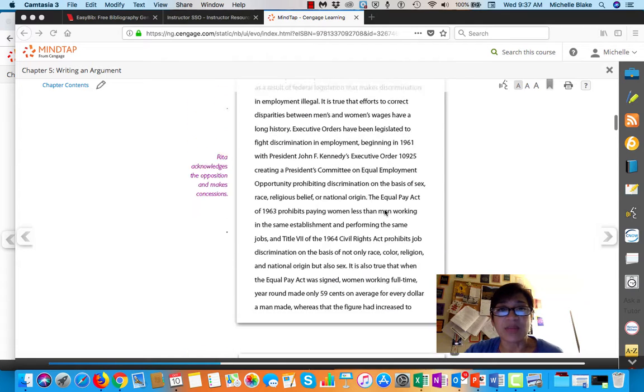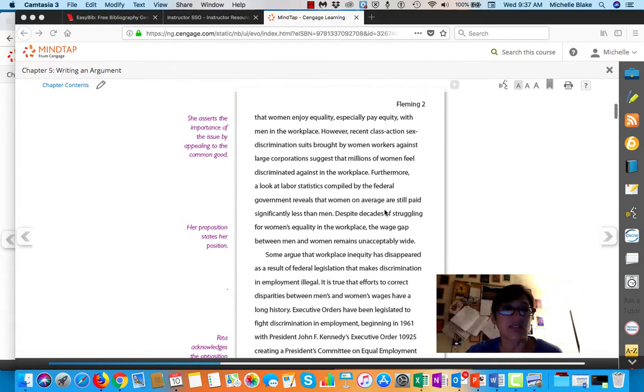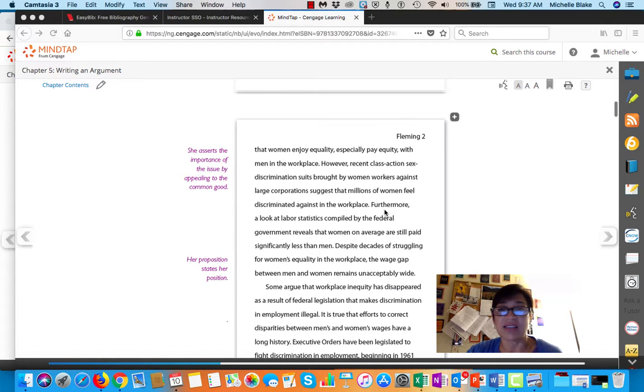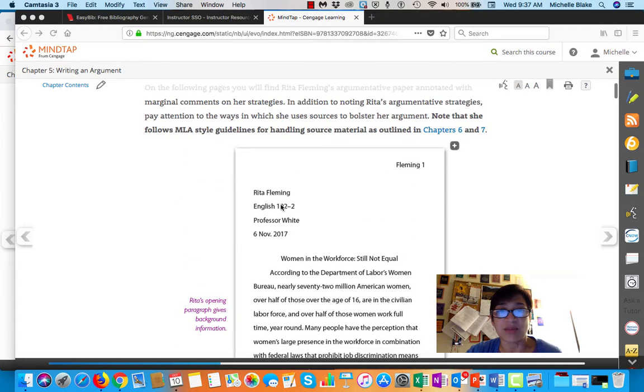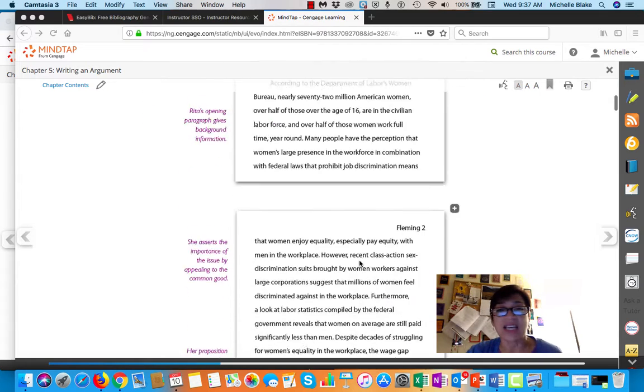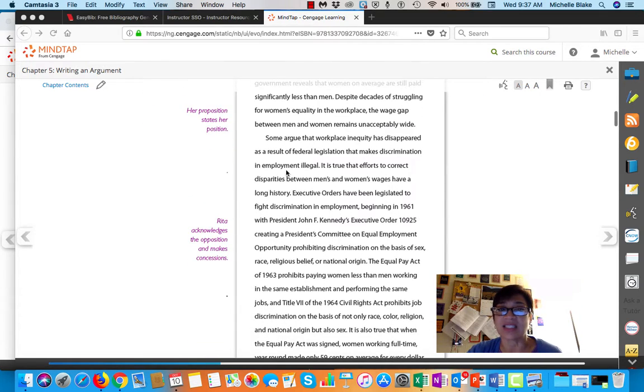Just as an example, here's a sample. This one is from our textbook. It's the student sample from Rita Fleming on women in the workforce. If you look at her topic sentences, "Some argue that workplace inequity has disappeared as a result of federal legislation that makes discrimination illegal in employment." That is the student's argument, right? The topic sentence is not evidence. It's not a source. There's not a citation there.